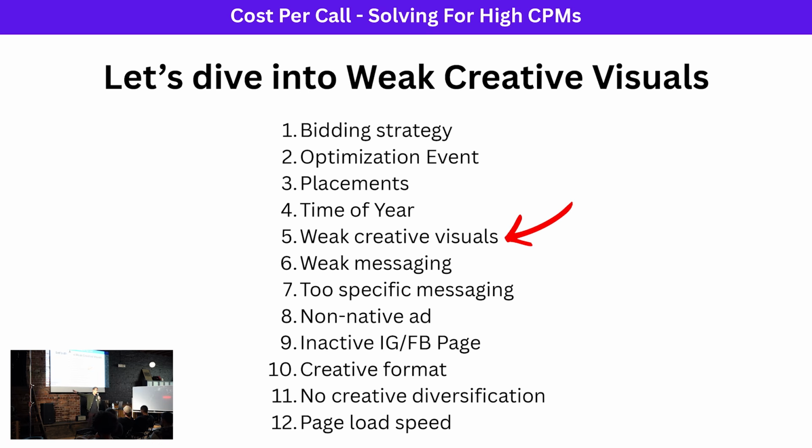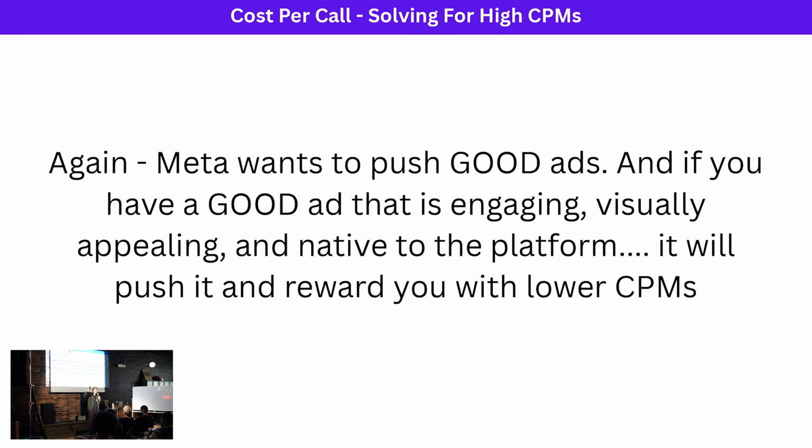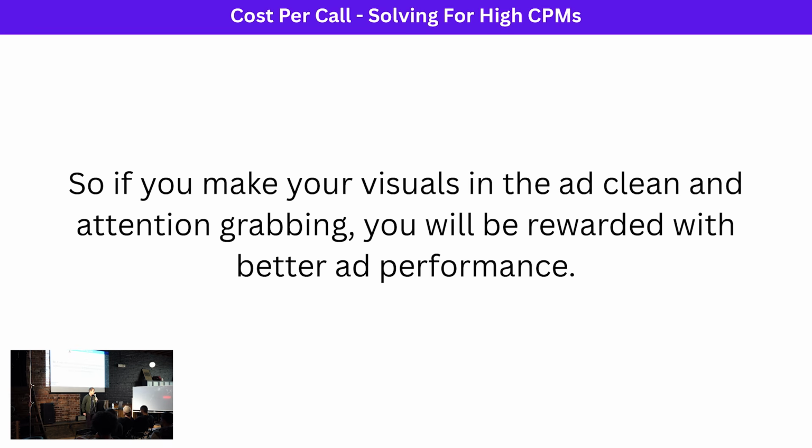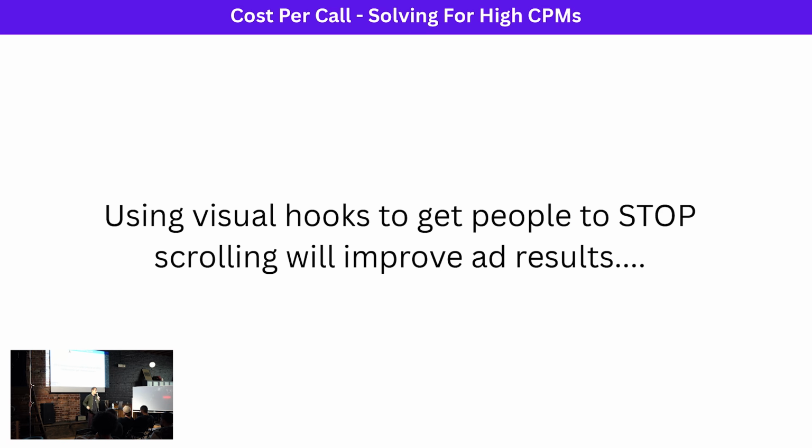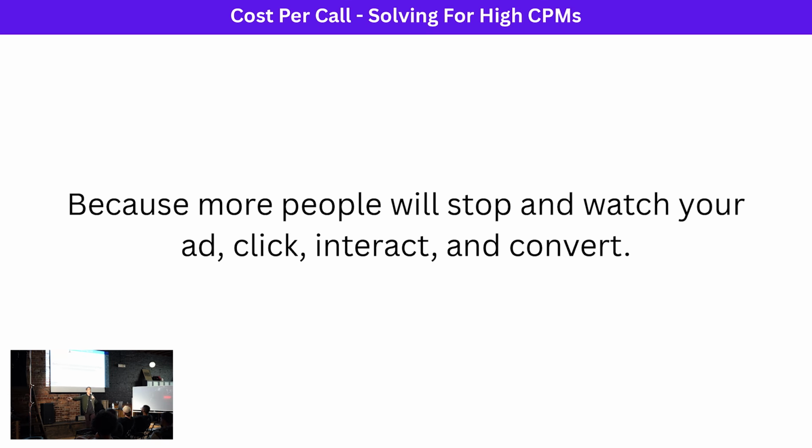Next, weak creative visuals. Meta wants to push good ads. If you have a good ad that is engaging, visually appealing, and native to the platform, it will push it and reward you with lower CPMs. If you make your visuals clean and attention grabbing, you'll get rewarded with better ad performance. Using visual hooks to get people to stop scrolling will improve ad results, because more people will stop and watch your ad, click, interact, and convert overall.